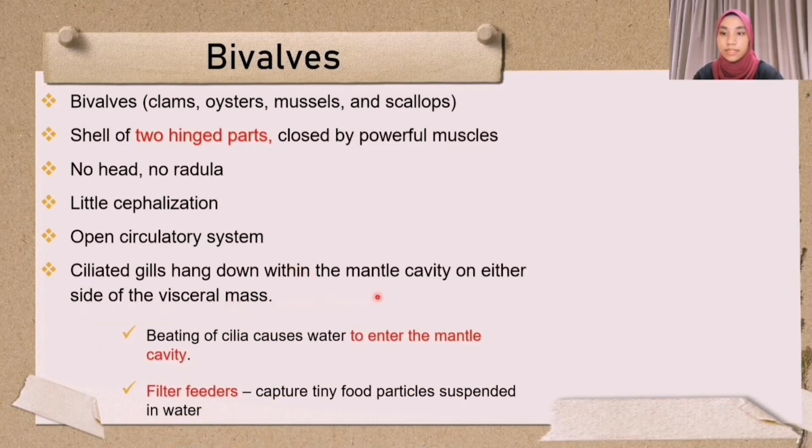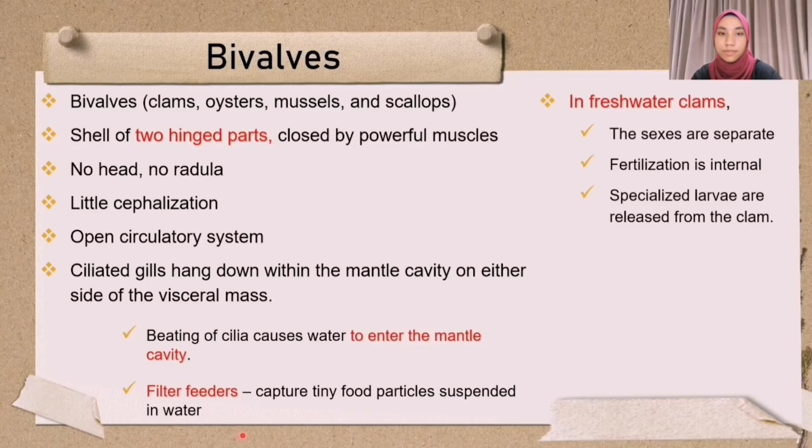The ciliated gills hang down on either side of the visceral mass. The beating of cilia causes water to enter the mantle cavity. The gill is a filter feeder, which captures tiny food particles suspended in water.